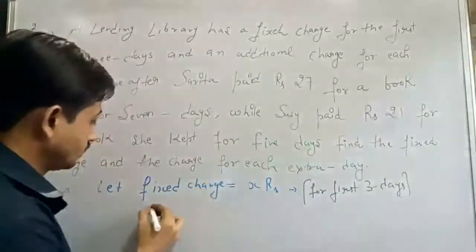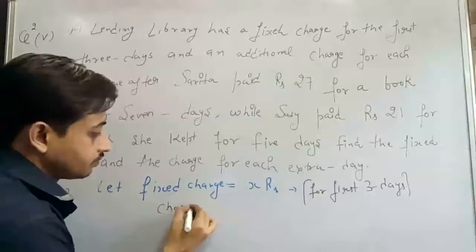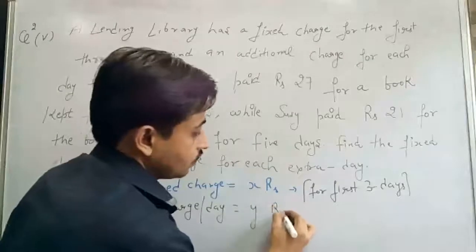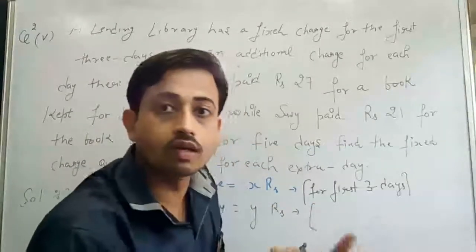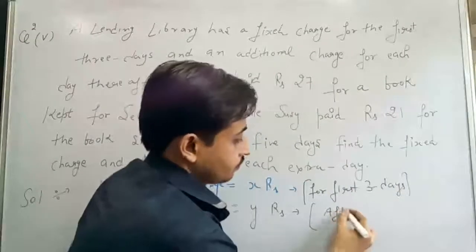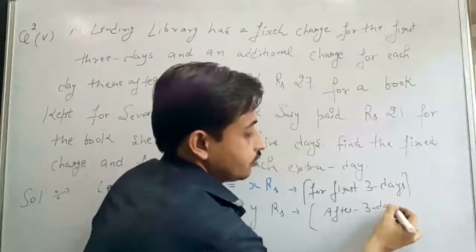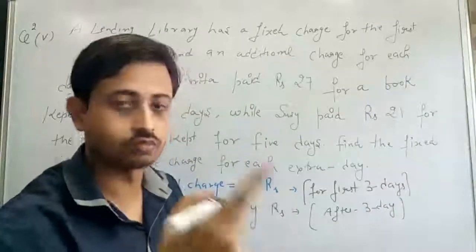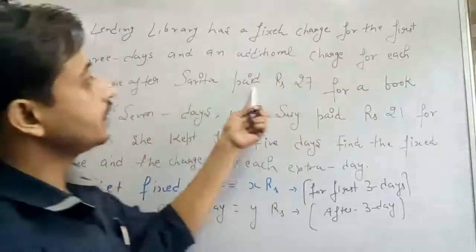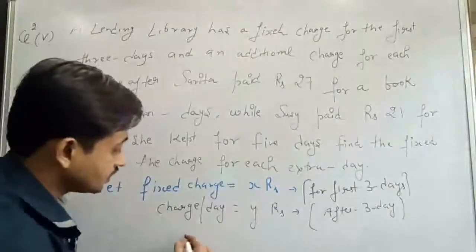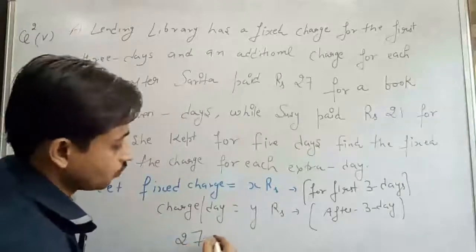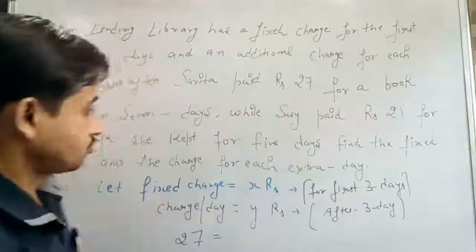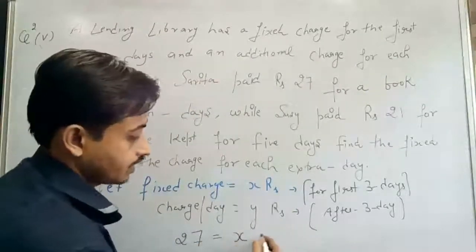Now the charge per day. Let the charge per day be Y rupees, for after 3 days. If you keep the book after 3 days, then you have to pay the charge per day also. Now, Sarita paid 27 rupees. So, she should pay the fixed charge first. The fixed charge is X rupees.